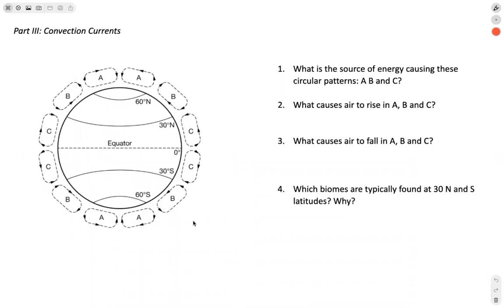All right, 1 says, what is the source of energy causing these circular patterns? So each of these are either A, B, or C, but what is the source of energy that's causing these patterns to happen? So why is air moving in these circles? What is that source of energy?